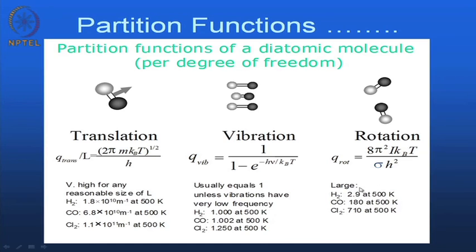Rotational partition function is large. For H2 it is 2.9, for CO it is 180, and for Cl2 it is 710. So, the partition function per degree of freedom is of this order, but it is higher than this one, but not higher than this one.